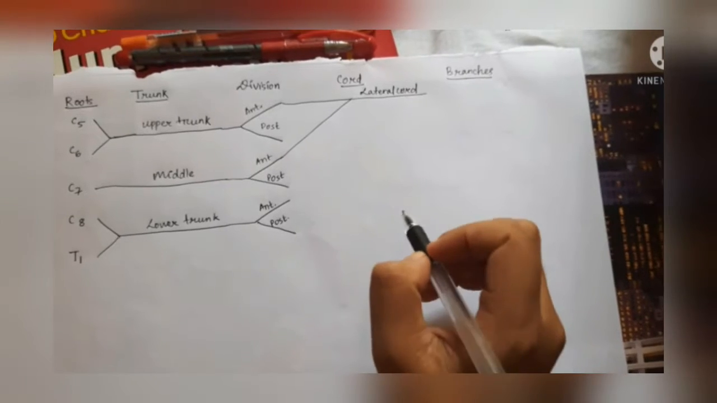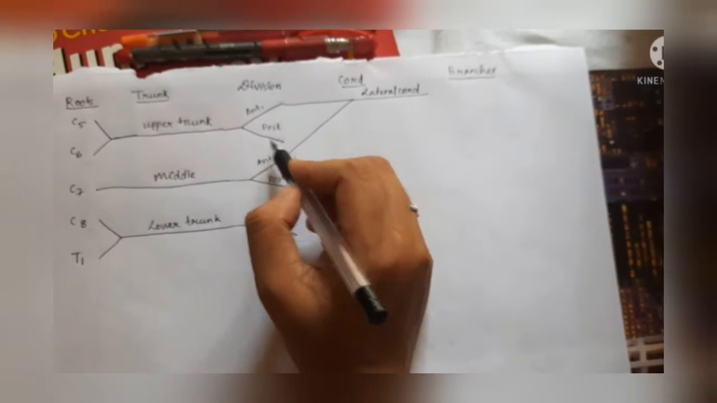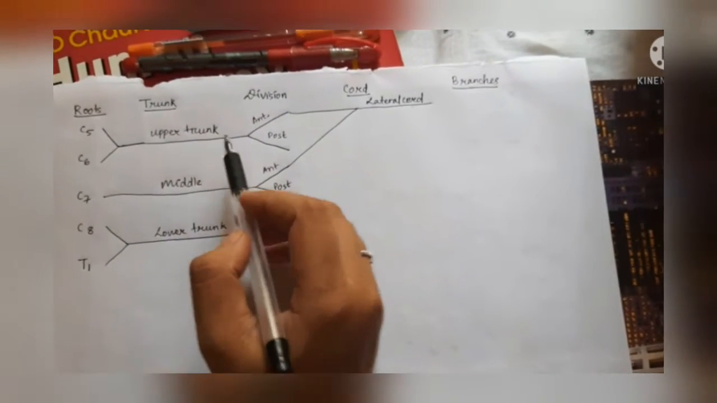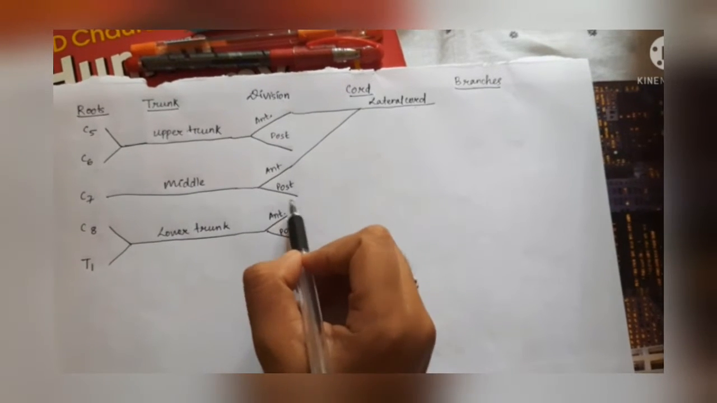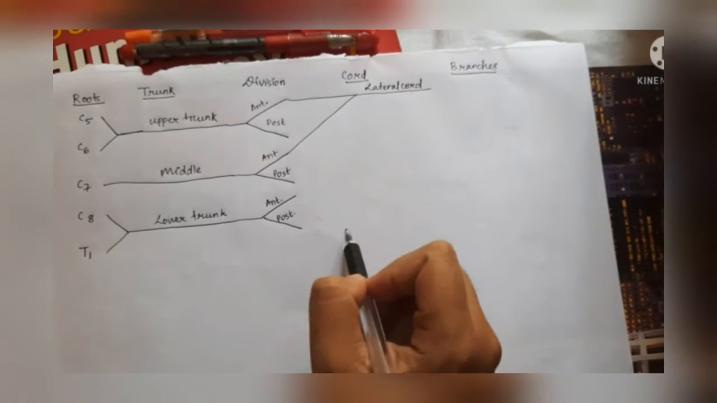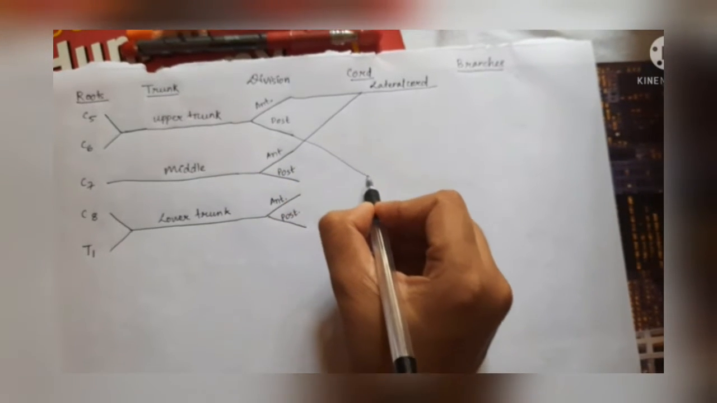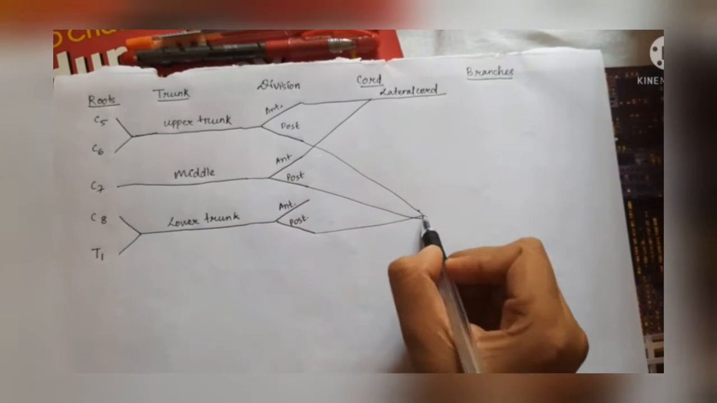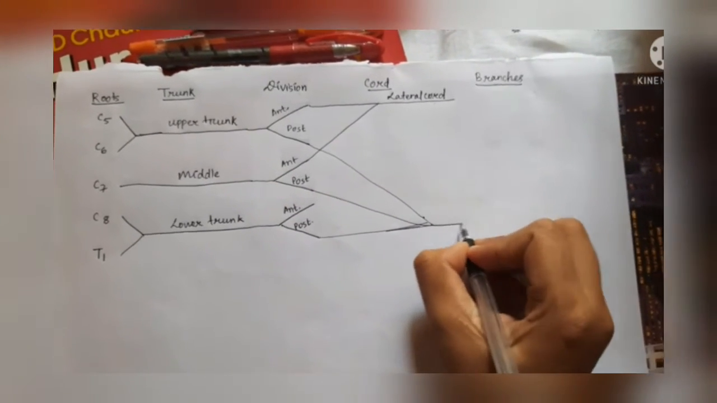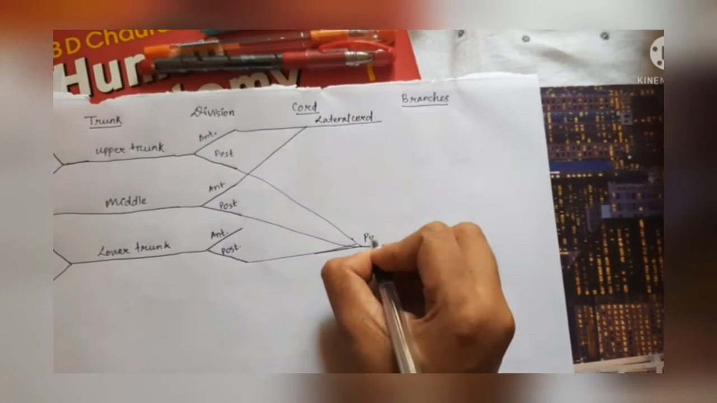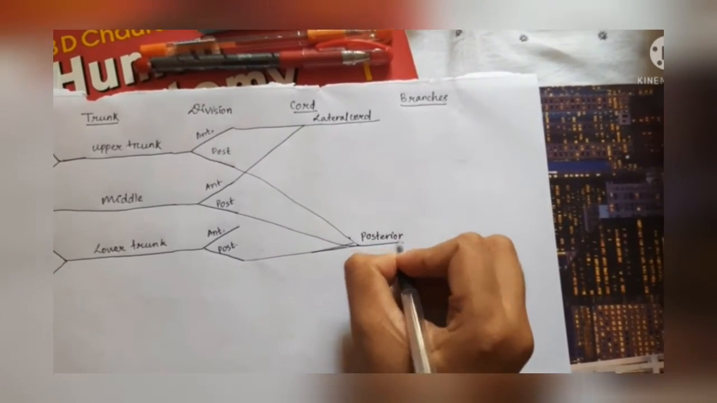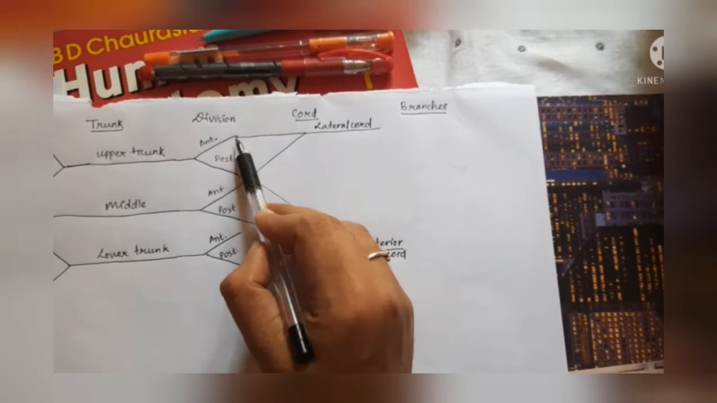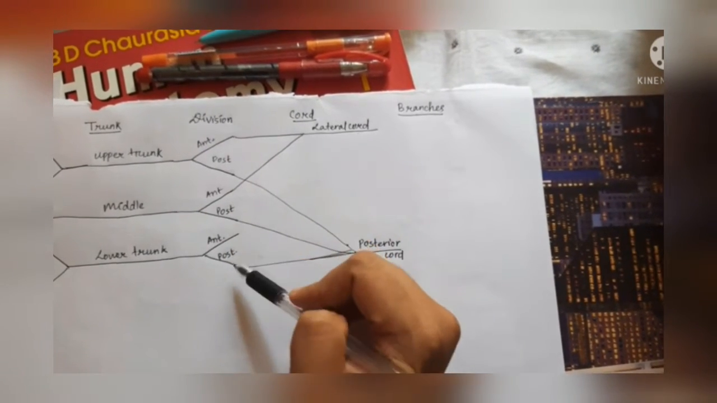The posterior cord is formed by the posterior division of all the 3 trunks. Upper trunk has a posterior division, middle trunk has also a posterior division, lower trunk has also a posterior division. All the posterior divisions unite to form the posterior cord.